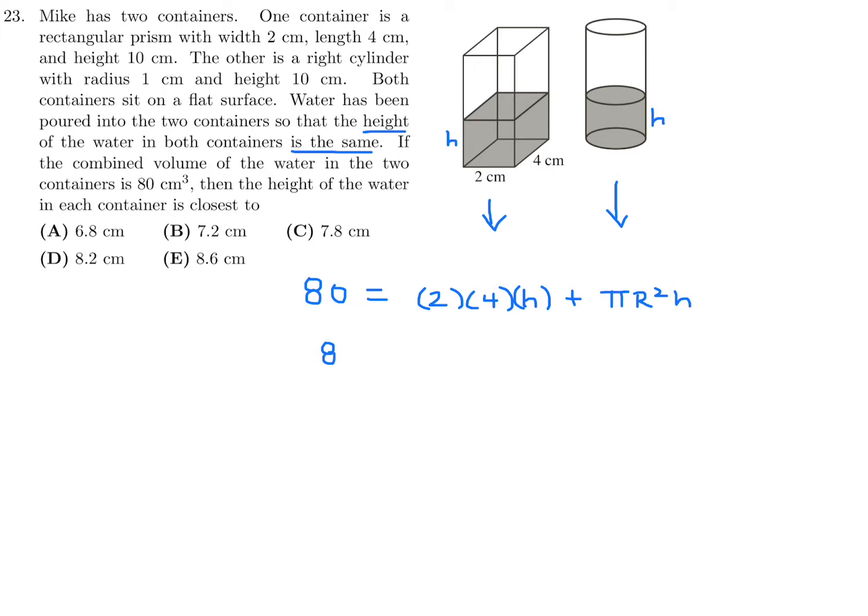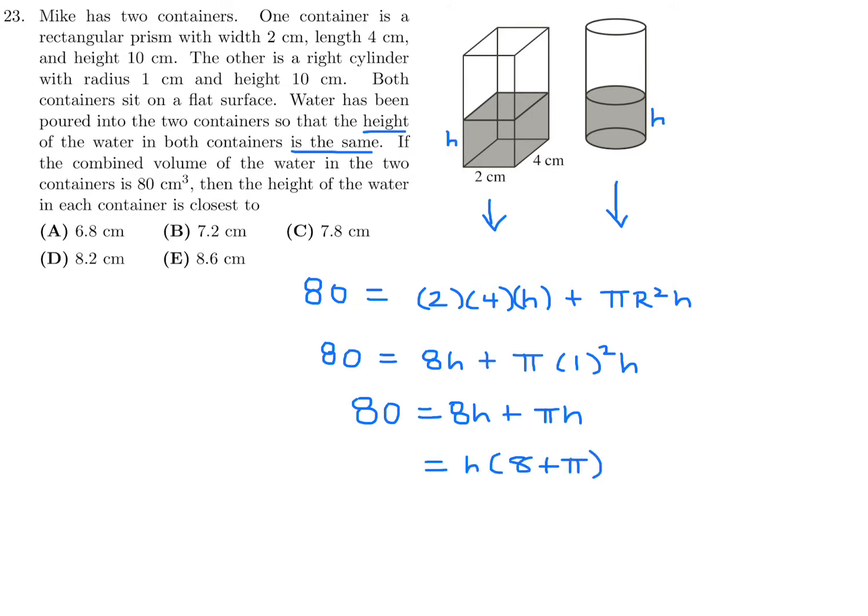So this becomes 80 is equal to 8h plus pi r squared. Well, r is 1. That's given in the question, so this becomes 1 squared. So this now becomes 80 is equal to 8h plus pi h. Factor out the h and you get 8 plus pi times h is equal to 80. Isolate for h and you get 80 over 8 plus pi is equal to h.